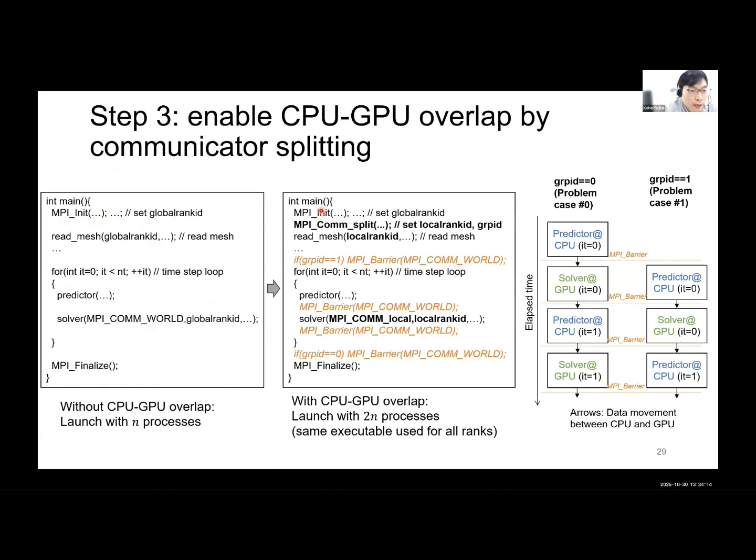So here we run MPI init to set the global rank ID, and then we call MPI_Comm_split to set the local rank ID and the group ID. So when we read the mesh, instead of reading with the global rank ID, we read with the local rank ID. And then in the solver, instead of using the MPI_COMM_WORLD, we use the MPI_COMM_LOCAL with the local rank ID.